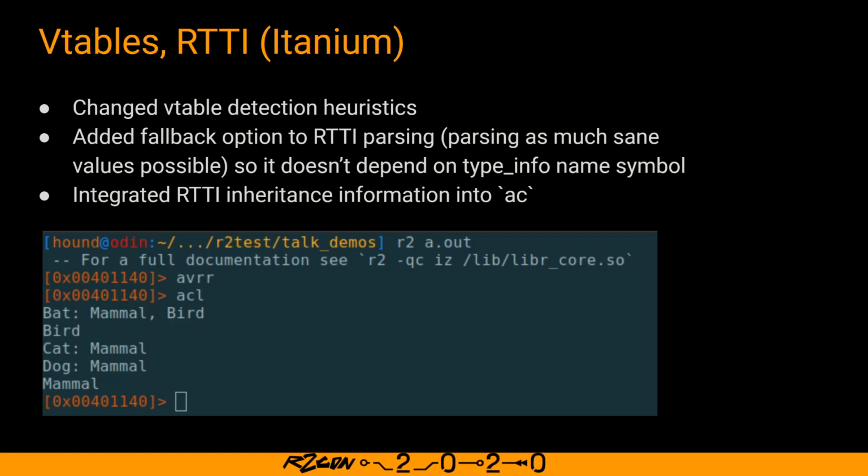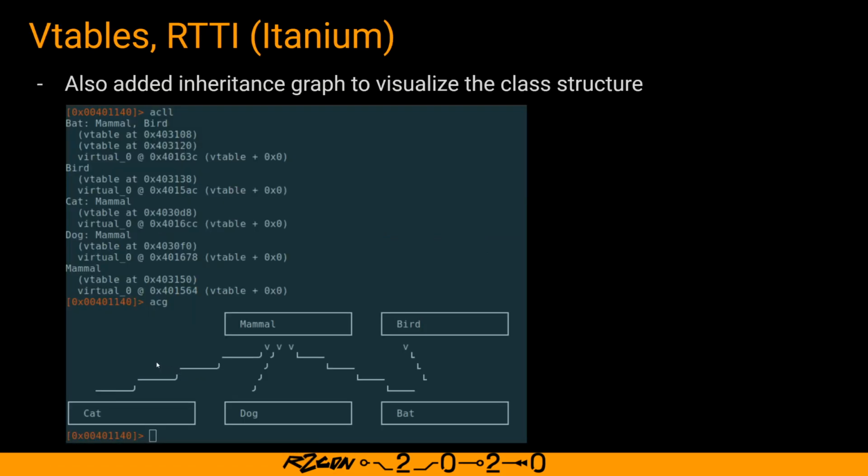There are three options. It's either a base class, a single inheritance, or a multiple inheritance. Now if there is no symbol that would tell us, we just try to parse as much of the input as makes sense, and based on what we read, we create the appropriate type info class. Also, if you use avrr, you get loaded all the inheritance information found in the RTTI. So if you print acl, you can see all the inheritance loaded. I've also added an ASCII inheritance graph to visualize the class structure and the inheritance structure.